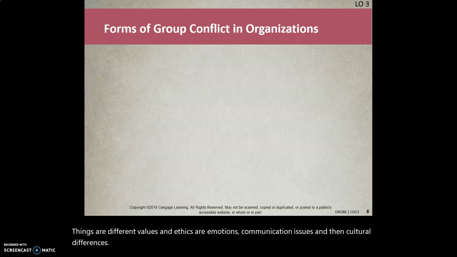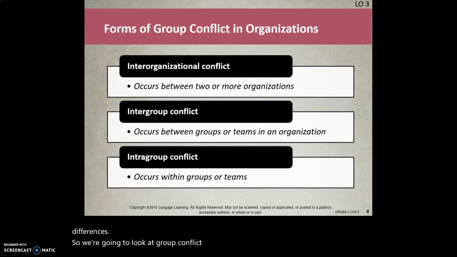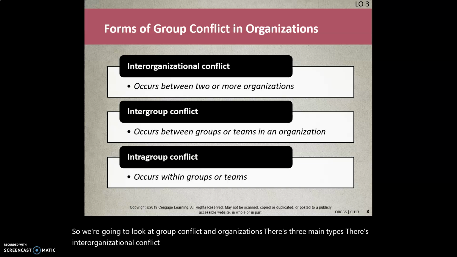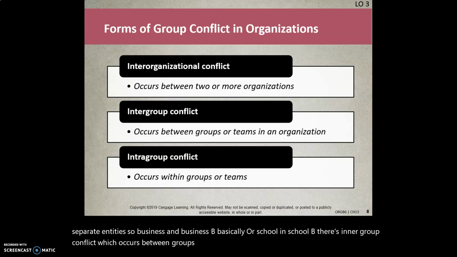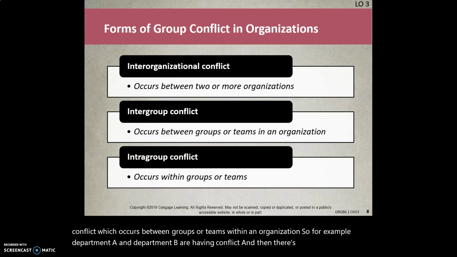So we're going to look at group conflict in organizations. There are three main types. There's interorganizational conflict, which occurs between two or more organizations, so separate entities. So business A and business B, basically, or school A and school B. There's intergroup conflict, which occurs between groups or teams within an organization. So, for example, Department A and Department B are having conflict. And then there's intragroup, which occurs within our own groups or teams.